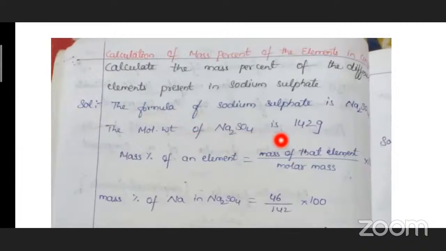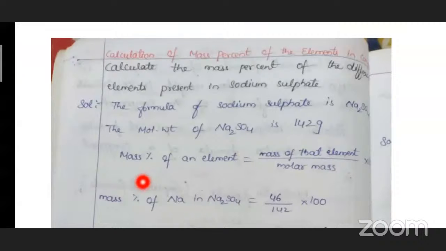The molecular weight of Na2SO4 is 142. Yesterday we have seen how to calculate the molecular weights. Weight of 2 sodiums, 1 sulfur, and weight of 4 oxygen atoms. If you add this, you'll get the sum as 142. So 142 is the molecular weight of sodium sulfate. Now mass percentage of an element. So what is the formula? Mass of that element by molar mass into 100.